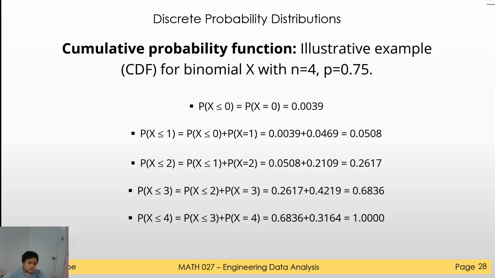Now, let's say for example, we have n is equal to 4 and p is equal to 0.75. If we substitute this into our formula, the probability distribution function, we can see a cumulative value. If x is equal to 0, we have 0.0039. For x is equal to 1 plus x is equal to 0, this will be 0.2617. And cumulatively, every probability should add up to 1.